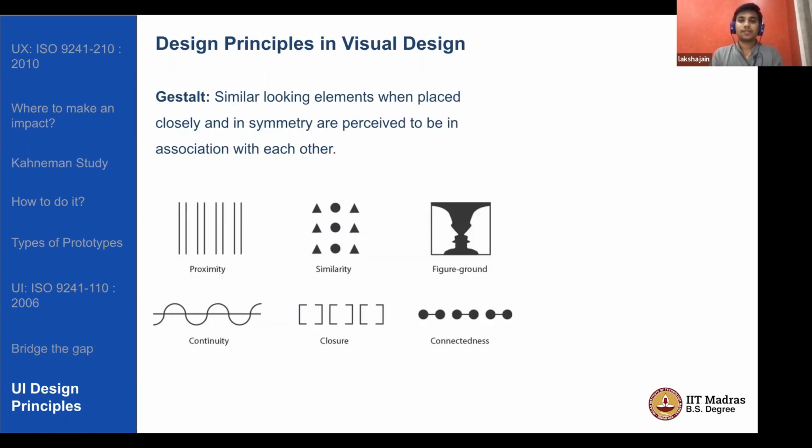Lastly, I talk about the Gestalt principle. The Gestalt principle talks about the placement of the visual components in correspondence to each other. It says that similar looking elements, when placed closely and in symmetry, are perceived to be in association with each other. A few of the aspects of Gestalt principles are proximity, similarity, figure ground, continuity, closure, connectedness.